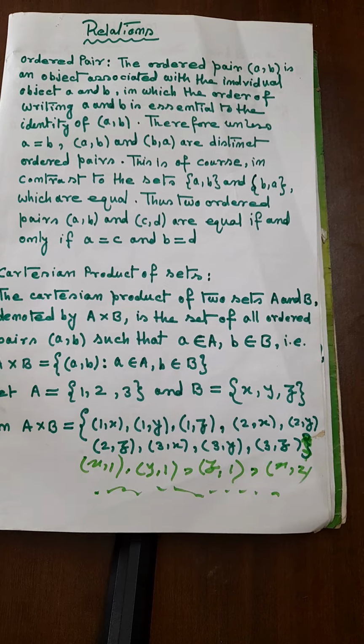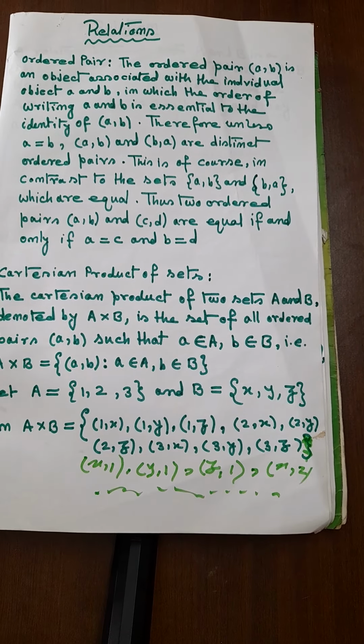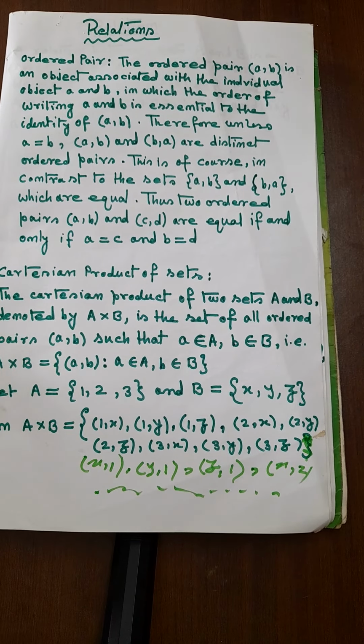All ordered pairs of the two sets. If we have two sets, then what will be the ordered pairs of the two sets? There is a formula for understanding how many elements will be in the Cartesian product of the sets. I will let you know that later. For now, just understand what the Cartesian product is.